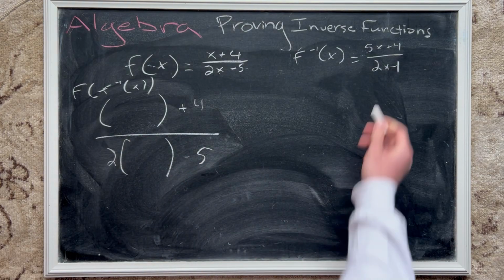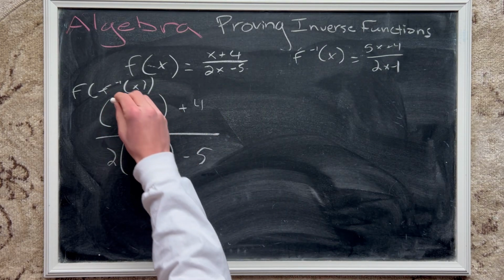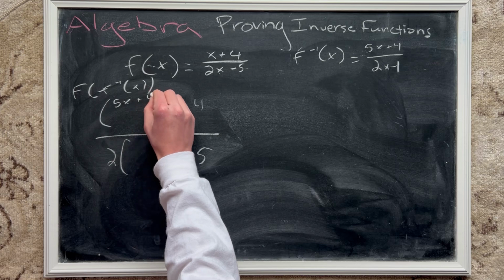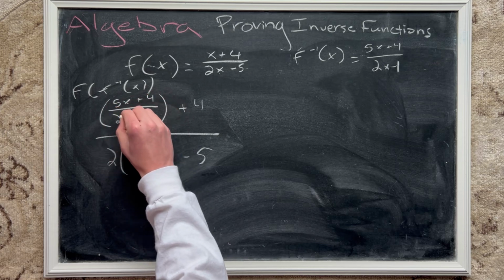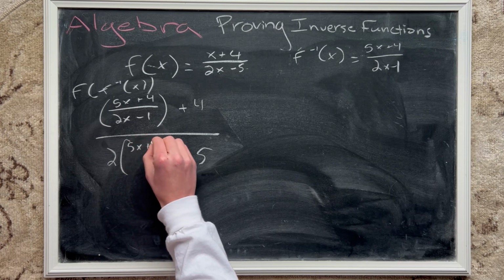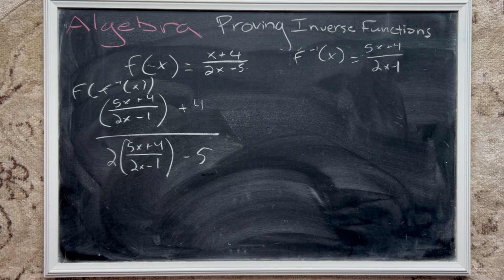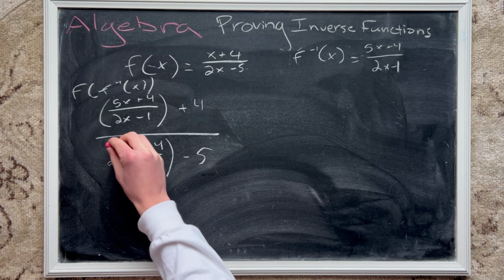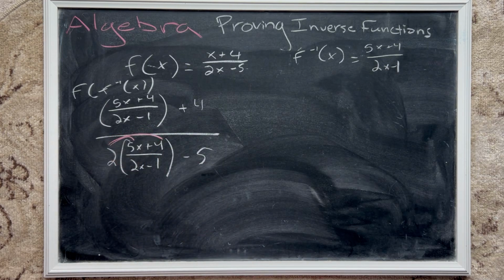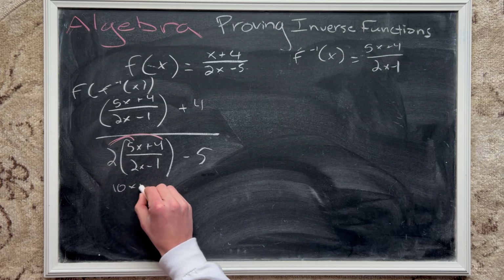And then we're going to plug in the f inverse, where we would usually have the x: 5x plus 4 over 2x minus 1. And same thing down here, 5x plus 4 over 2x minus 1. Now, the first thing we're going to do is distribute this 2, leaving us with 10x plus 8. I'm just going to write that down here so I don't forget it.